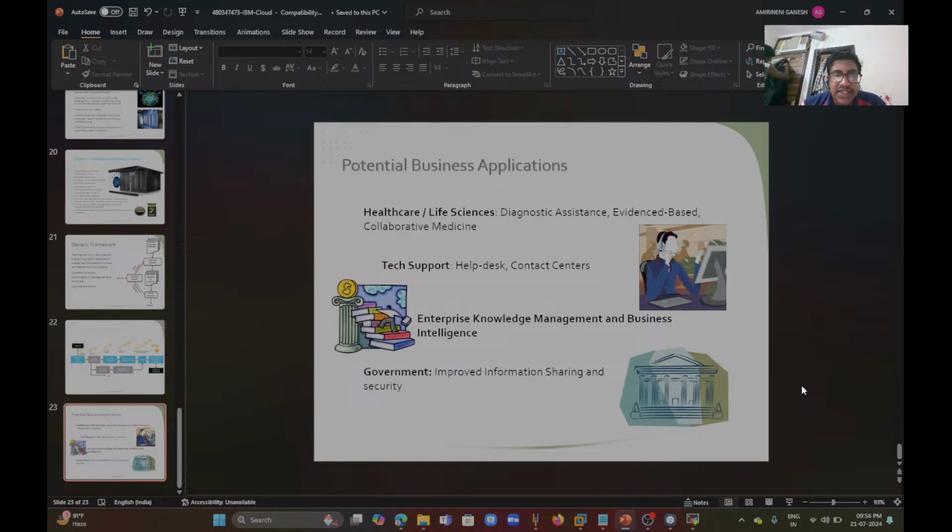Okay, like this, there are potential business applications. There is healthcare or life sciences, evidence based collaboration, medicine and technical support. There are teams available, contact centers or help desk issues. Okay, for any issues in the servers we can contact the help desk. There is an enterprise knowledge management system, and government and security, improved information sharing services.